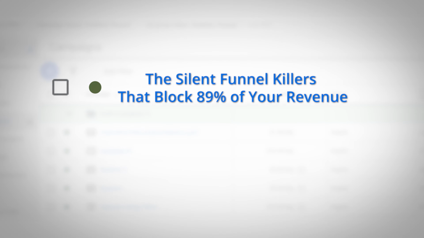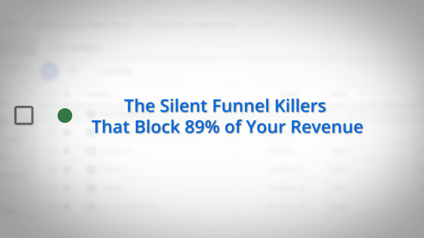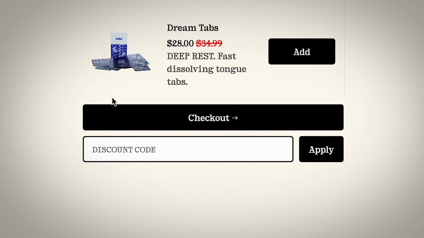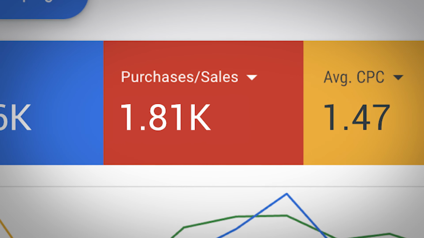Number 2, we have broken checkouts. The silent funnel killers that block 89% of your revenue. Even if your tracking is perfect, if humans cannot complete the checkout process, you're just feeding expensive clicks to a broken machine. The problem is bots can see your landing page just fine, but humans hit invisible barriers. So to Google Ads, your data looks great, you know, good CTR, pretty good CPC, but your conversion rate is flatlined. So here's how to diagnose it.